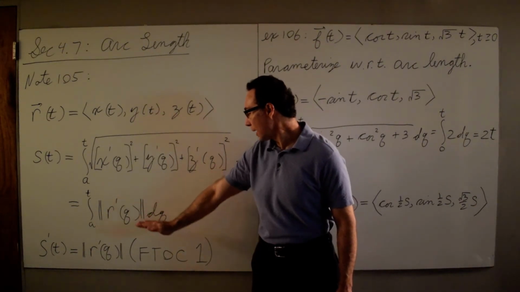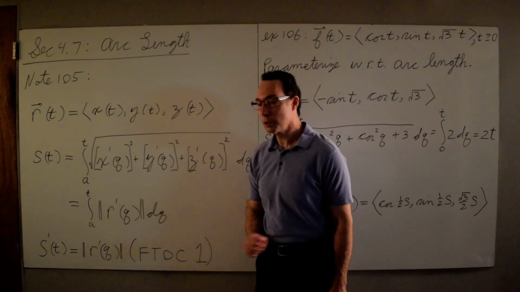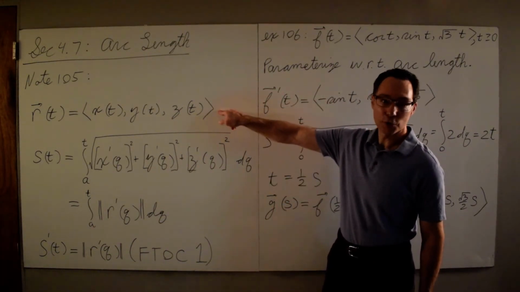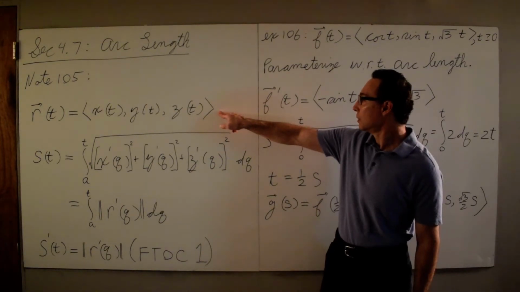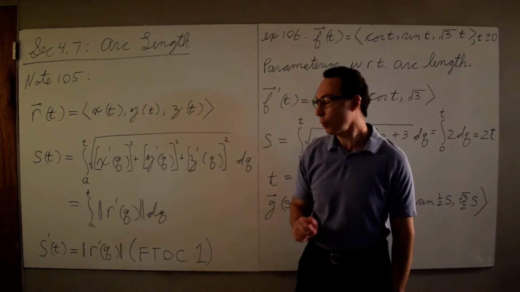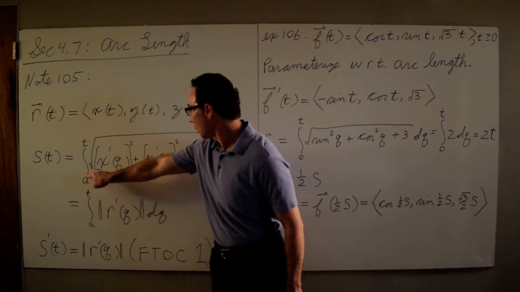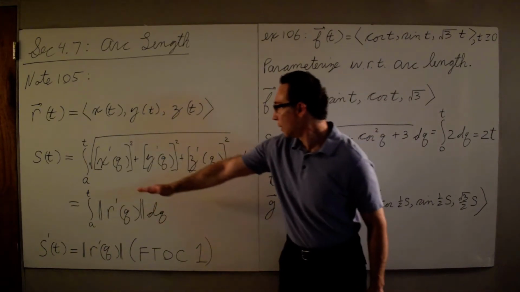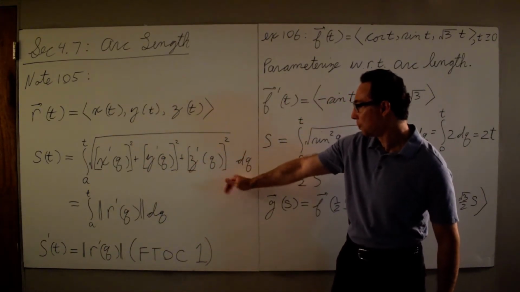So we take that and we integrate that with respect to q. So we integrate from a to t, where this function, it starts at a. So t starts at a right here. And so we want the arc length. We're going to integrate from our starting point to wherever we are, where our parameter is. We integrate with respect to q.